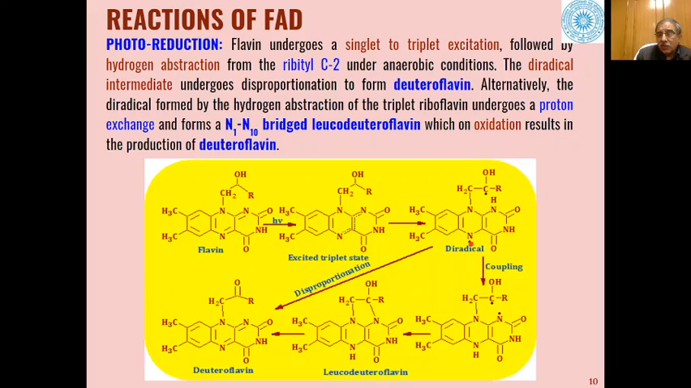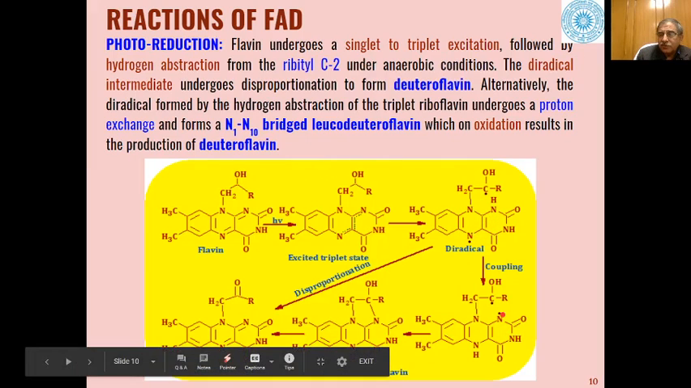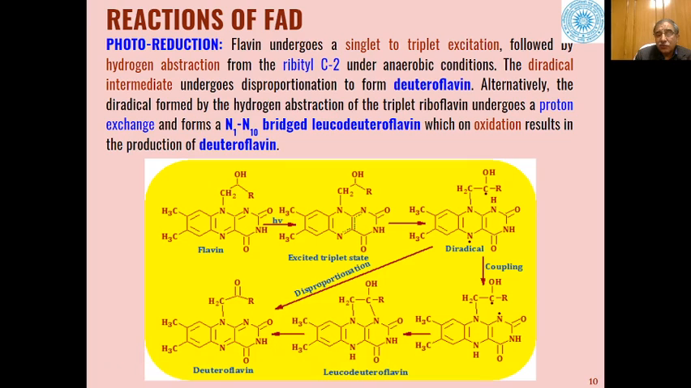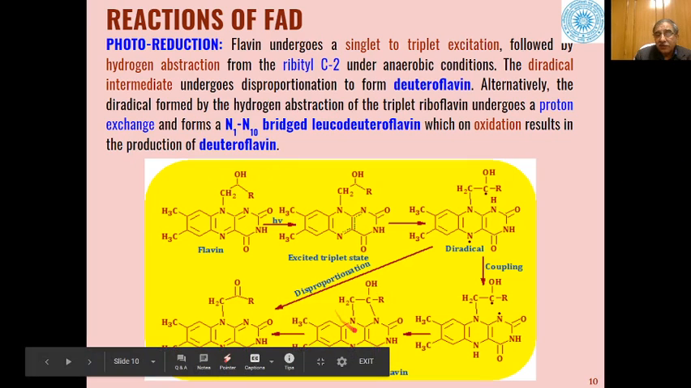So this electron, one electron from here, one electron from here, they will form a carbon nitrogen bond at this place, and movement of this will lead to the formation of a radical at this place. So this radical and this radical, they can combine to form a carbon nitrogen double bond, and this is how this radical will be converted into leukodeuteroflavin, having this type of cyclic structure.